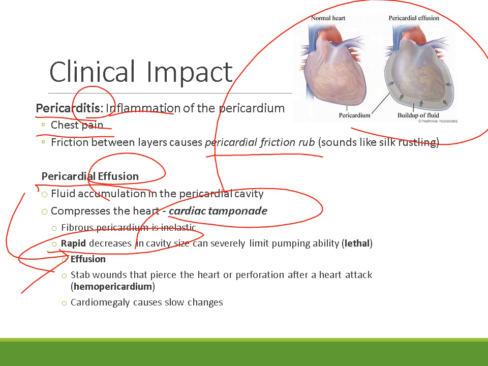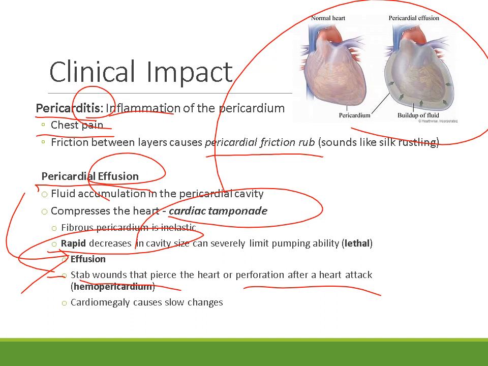We can also have a rapid accumulation of fluid in the cavity, and that fluid is blood. We can have blood rapidly accumulate in the cavity. That happens if we have anything that damages the heart wall and allows blood to leak out of the cavities of the heart and into that pericardial cavity. So for example, a stab wound that pierces the heart can allow blood to leak out into the pericardium. If somebody has a very severe heart attack, that can lead to perforation of the heart wall, which allows blood to leak out into that pericardial cavity.